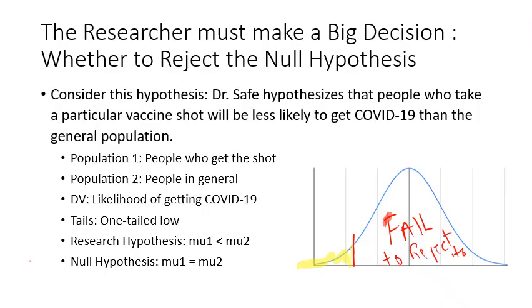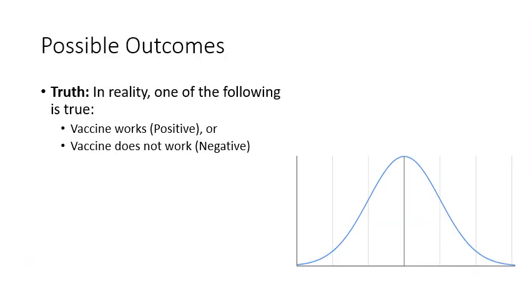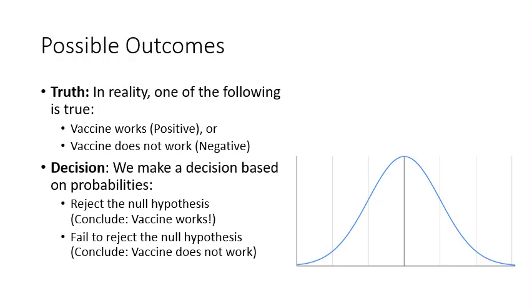And we're pretty familiar with this by now. So the possible outcomes then, there is this truth. In reality, one of the following is true. Either it works or it doesn't work. And of course, the decision we're going to make is based on probabilities. So the odds of a particular score falling in this tail represents the chances that we're willing to take about making a type 1 error. Alpha is related to type 1 error.